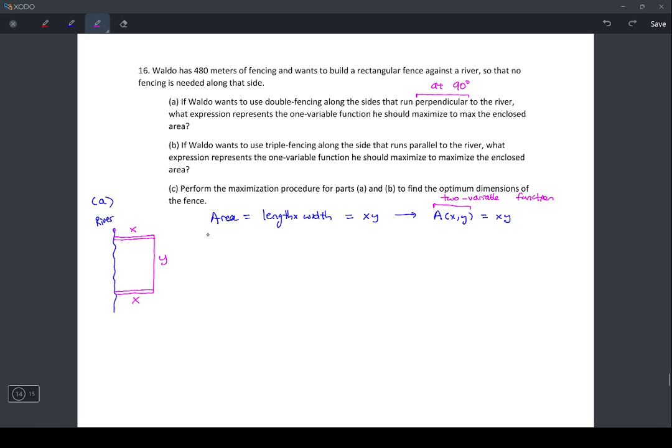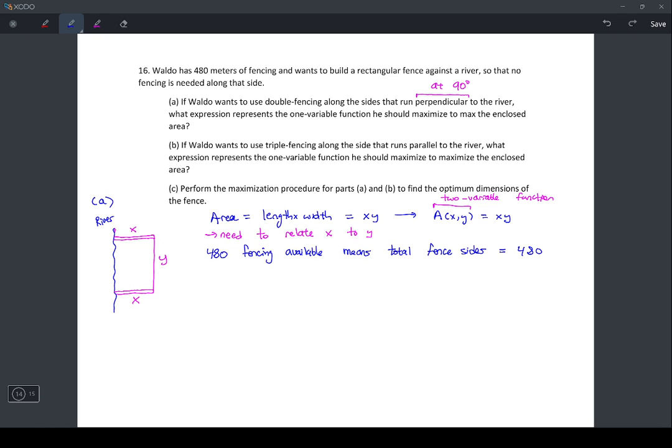So what we need to do is relate x to y. We define a relationship between them. And the way we're going to do that is we're going to use the 480 meters of fencing available, which means the total fence sides equals 480.